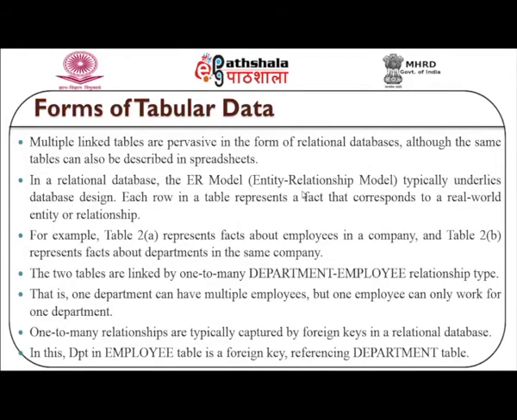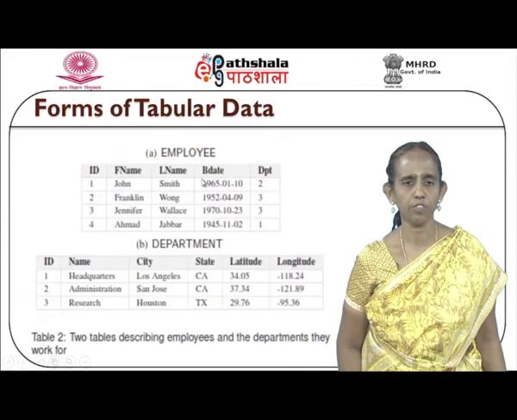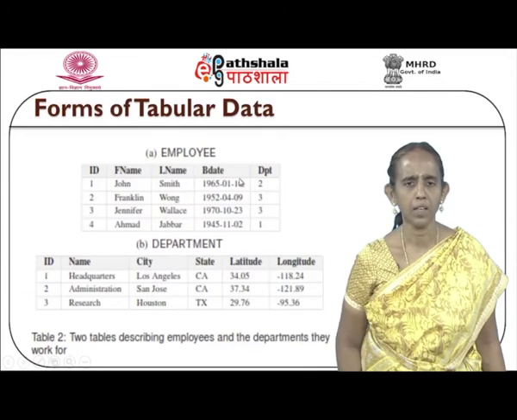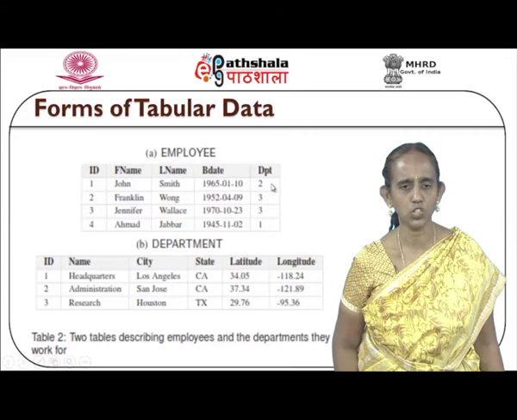One-to-many relationships are typically captured by foreign keys in a relational database. In this case, the department in the employee table is a foreign key referencing the department table. So if we have the employee table with the employee ID, first name, last name, birth date, and the department in which he is working.